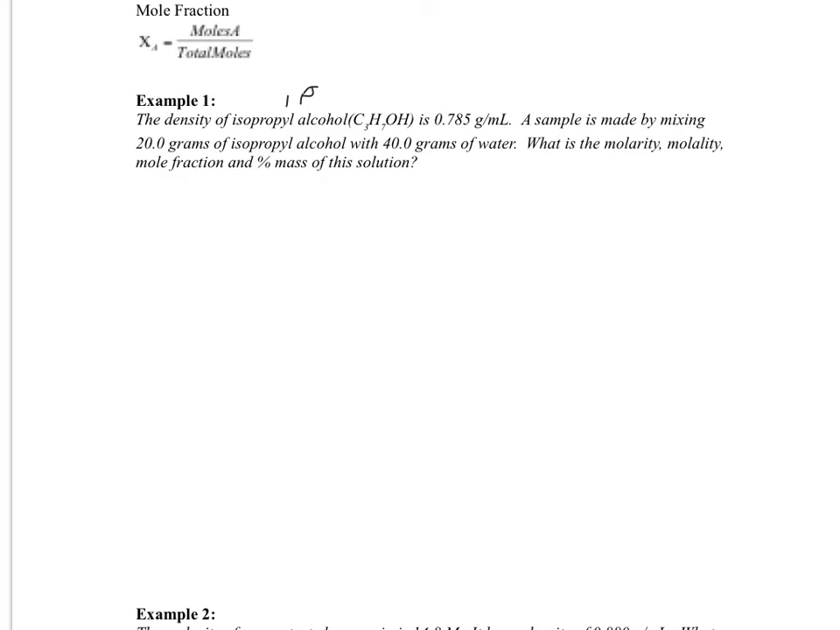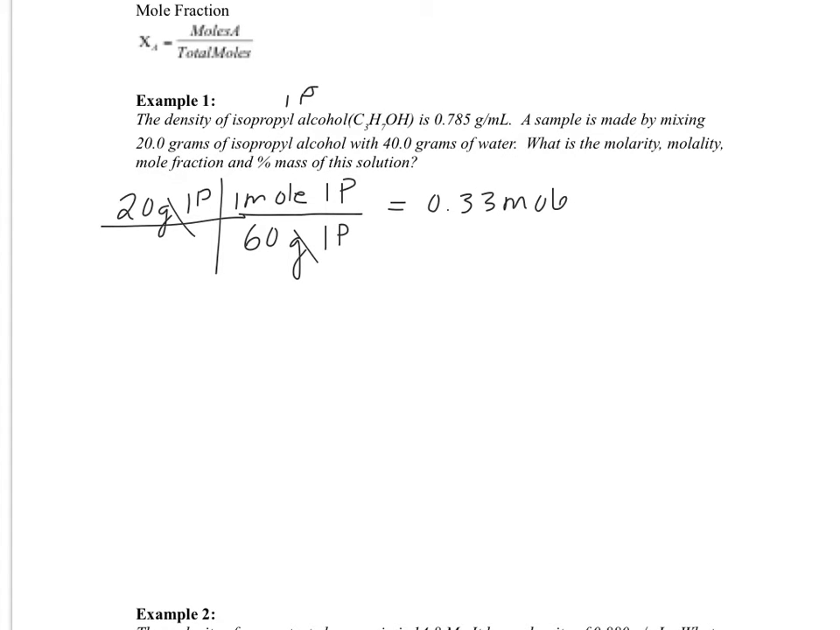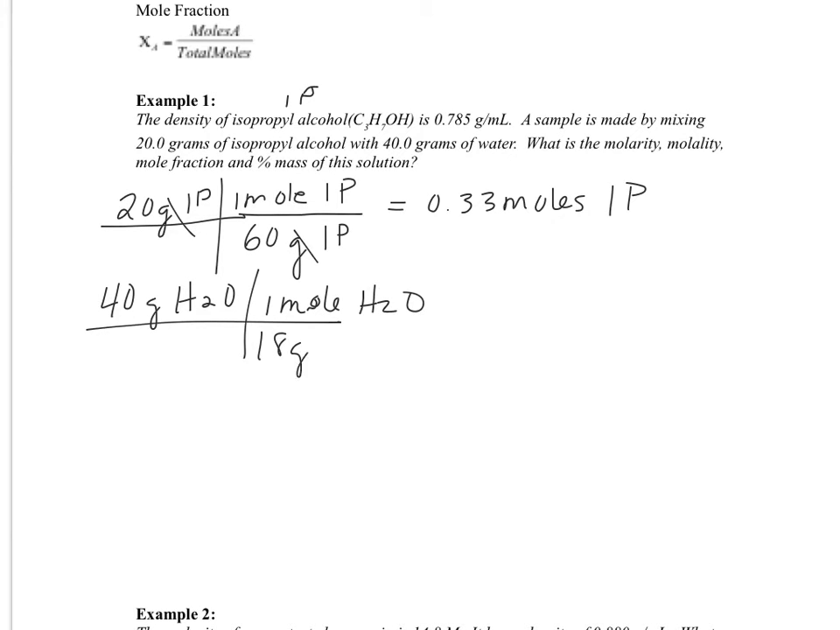We've got 20 grams of IP. So we know the grams. So let's get this into moles. So we know that 1 mole of IP, C3H7OH, has a mass of about 60 grams. My grams are going to cancel, and that's going to give me 0.33 moles of IP. Let's do the same for the water. I've got 40 grams of H2O. We know that 1 mole of water has a mass of approximately 18 grams. My grams cancel, and that's going to give me 2.22 moles of H2O.